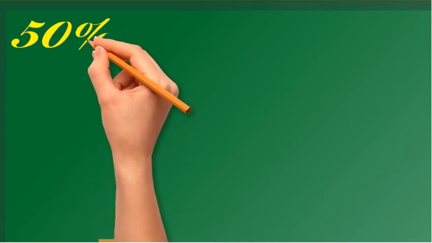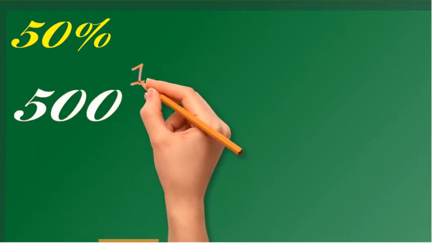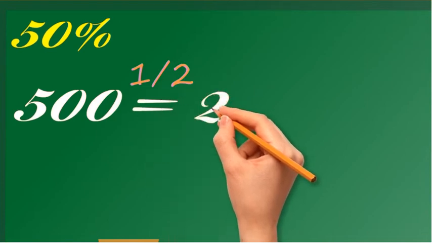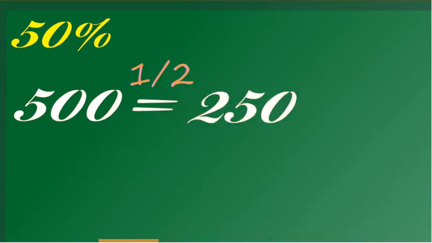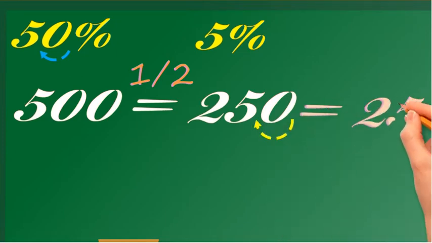Okay, let's move on to 50%. This should be an easy one. We just divide the number by half. So let's say if the number is 500, half of 500 is 250. And also, by getting 50%, we can also get 5% by just moving it 1 decimal place to the left. So 5% of 500 is 25.